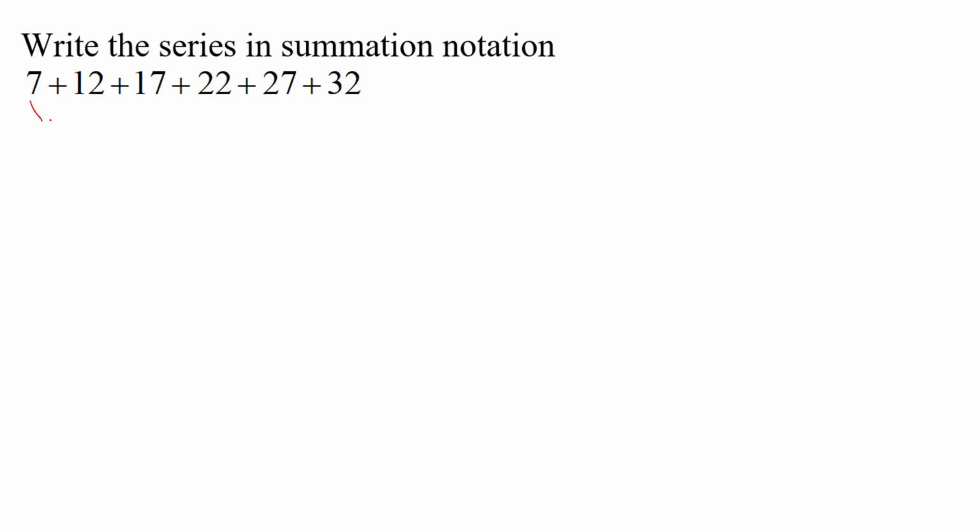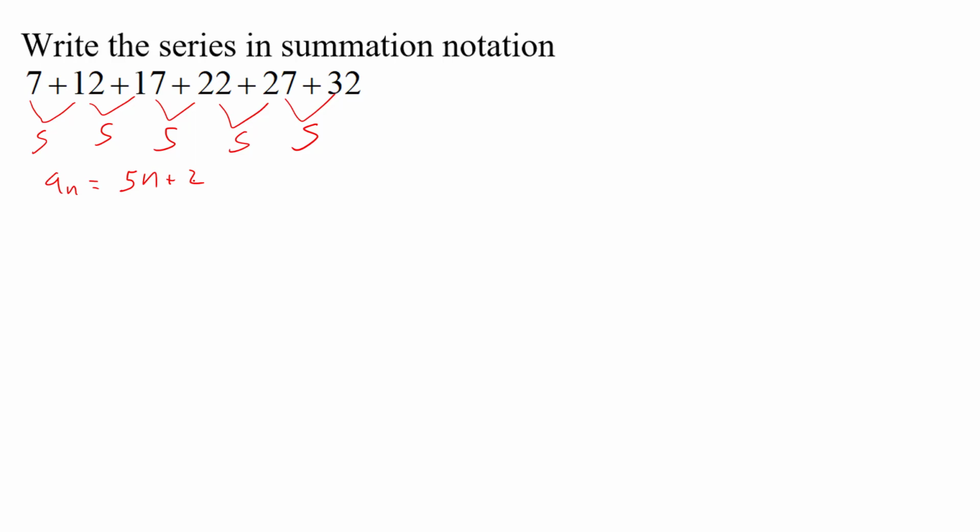So we have 7 to 12 is 5. 17 minus 12 is 5. 22 minus 17 is 5. Every time you're going up by 5. So this should tell you that your terms are generated by the formula 5n plus something. So to get the 7, we need a plus 2. Make sure that it works for the other ones.